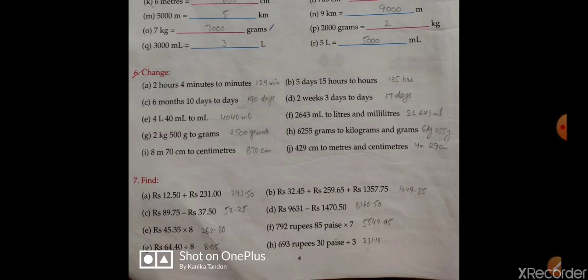When I upload the solutions in my next video, you can check from that or from the answer sheet, and from your parents also. You can do your questions in your notebook and ask your parents to check it for you.